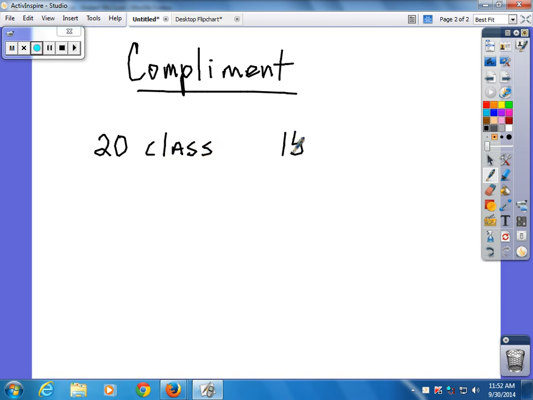And 15 are female. What's the complement? 5. 5 or what? Other. Okay? That's the complement. The complement is the other number that makes up the whole. Now the whole can be 1, as in probability, or the whole can be a sample set, like 22 students. It depends on how the question is worded and contexted.